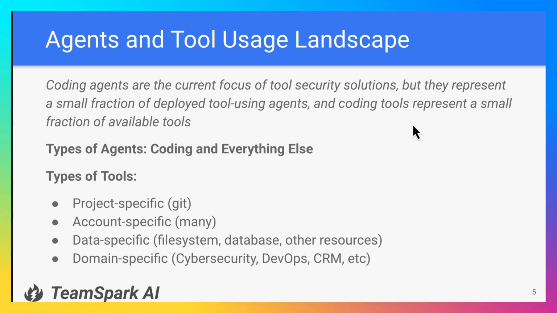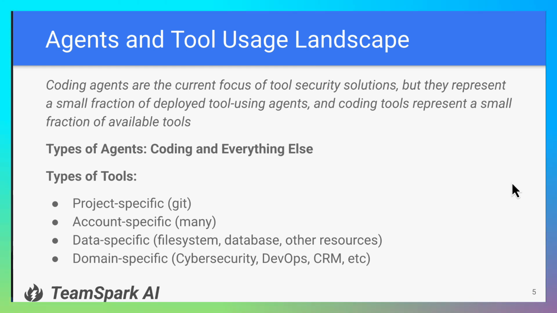There are a lot of different agent technologies that use tools that are not coding agents. And if you look at the actual MCP servers that are available, a small fraction of those are really relevant to coding. A lot of them are about solving other kinds of problems. So when we think about MCP tool security, we need to think about all kinds of agents, not just coding agents, and we need to think about different kinds of tools and how they're used.